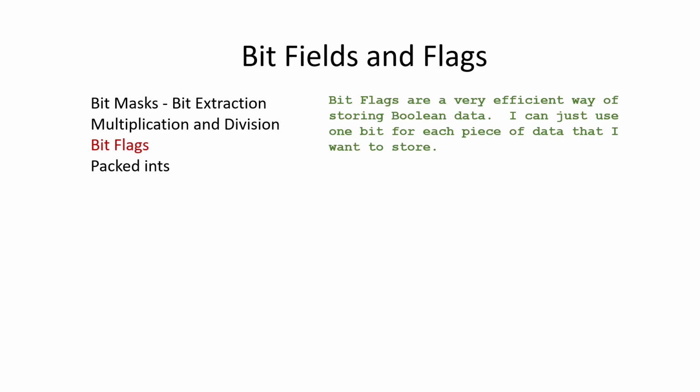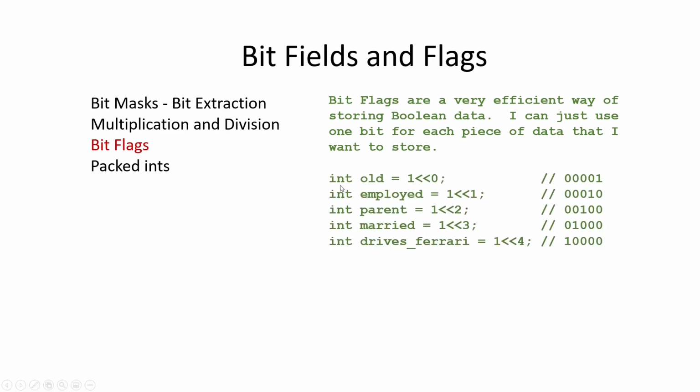If I wanted to, I could use a char and just only waste 7 bits. But here's the idea. If I have a lot of Boolean data to store, I can just use 1 bit for each piece and store that in an integer where I've got a whole bunch of these all lined up ready to go. So let's take a look at an example. Maybe this will make more sense.